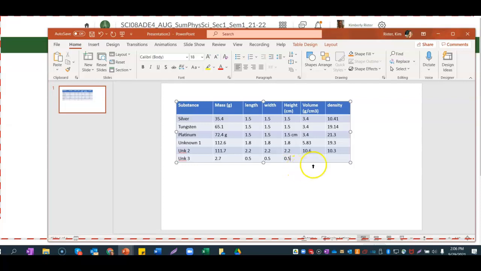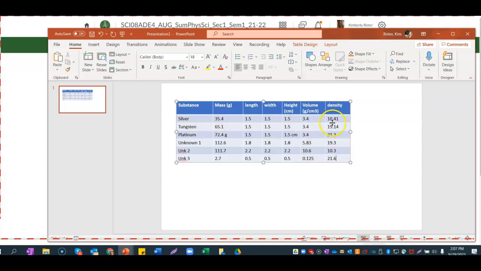Okay, so you multiply those, length times width times height, you get a volume of 0.125. So when you take 2.7, the mass, divided by the volume, you get 21.6. Okay, so you can kind of start to look and see comparisons of things that are similar.